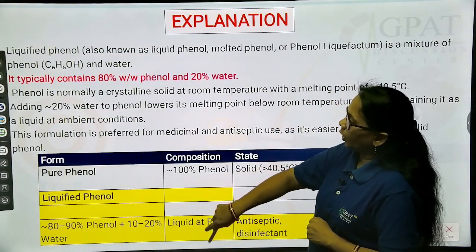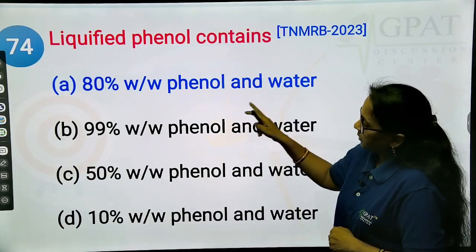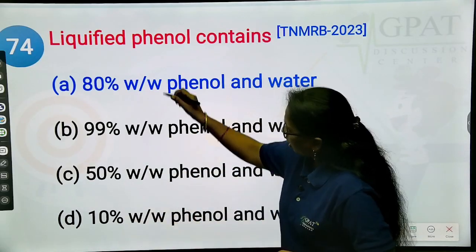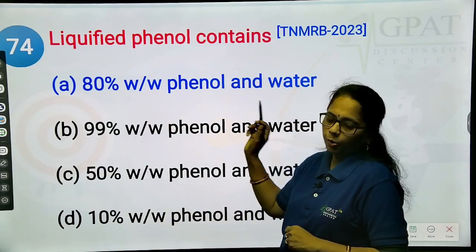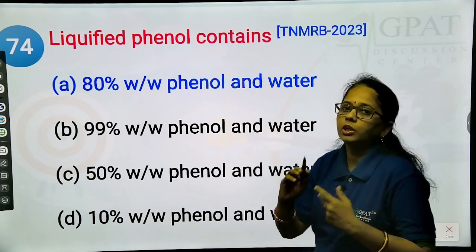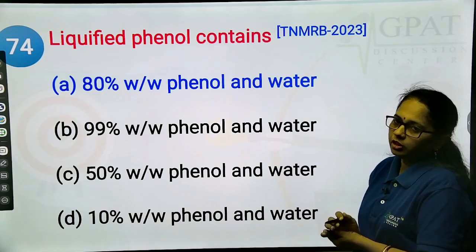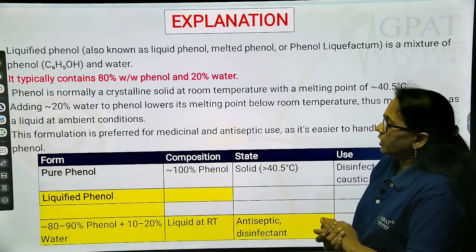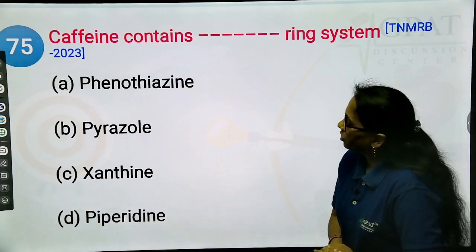So, let us see the options now. 80%, 99%, 50%, 10%, all are weight by weight, but option A is the correct answer. Either liquefied phenol, liquid phenol or phenol liquefactum, whatever the name. Let us move to the next question.